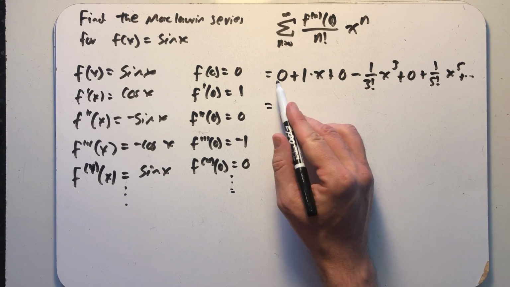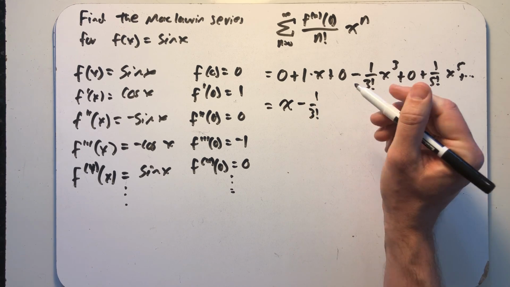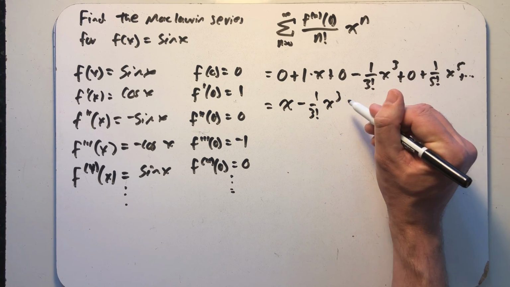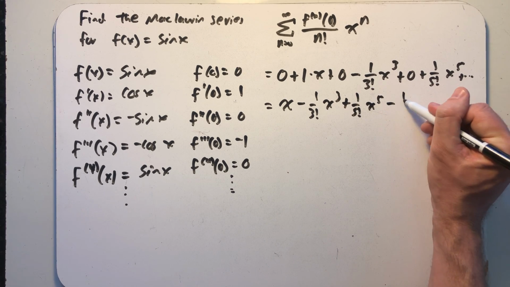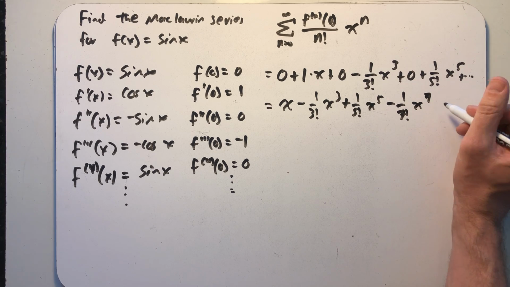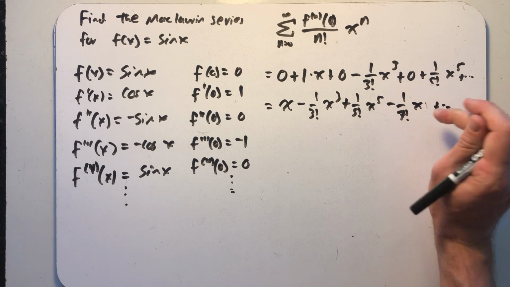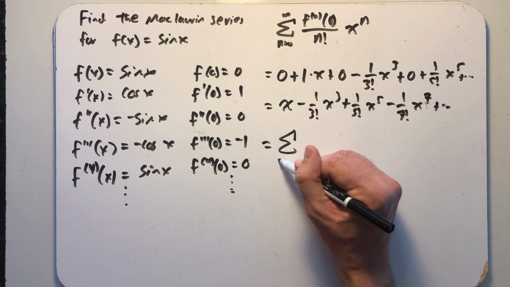All right, so let's see. The zeros I can get rid of, and I know I just have the odd powers. And I know they alternate in sign. I know I'm always dividing by a factorial, so I know exactly how all the terms of this series will behave. So I want to write it down as a series.